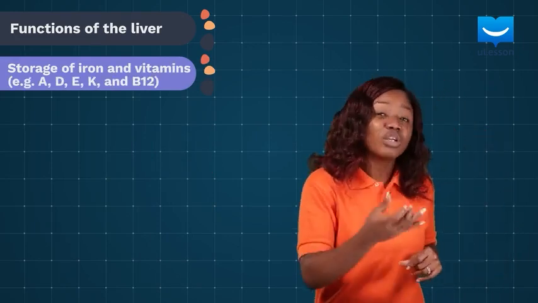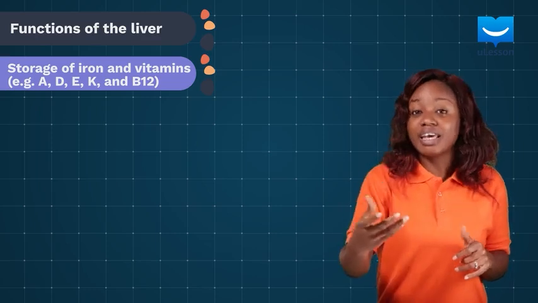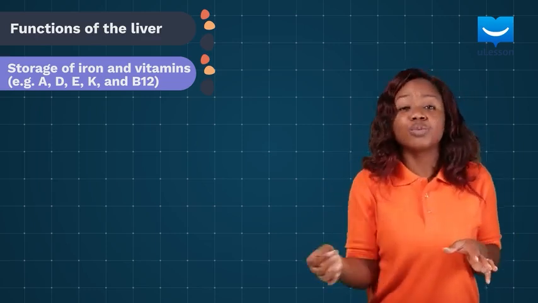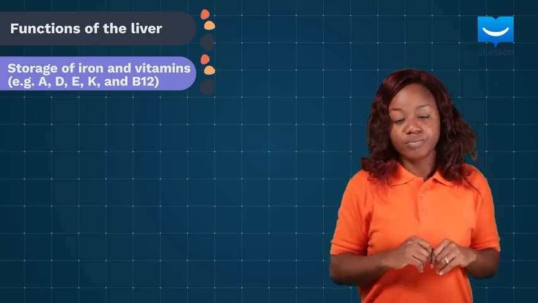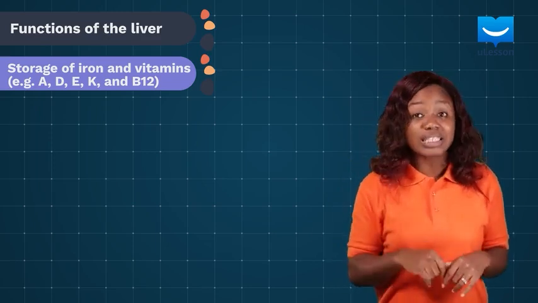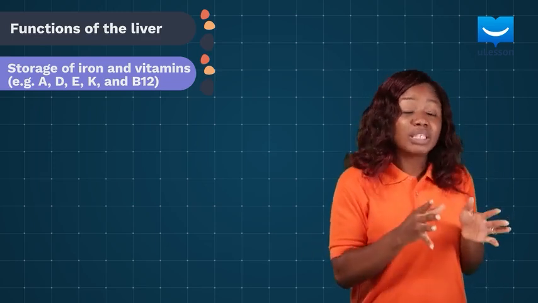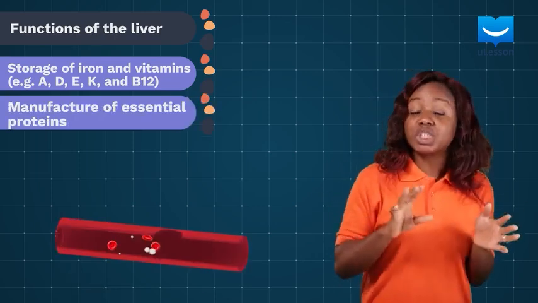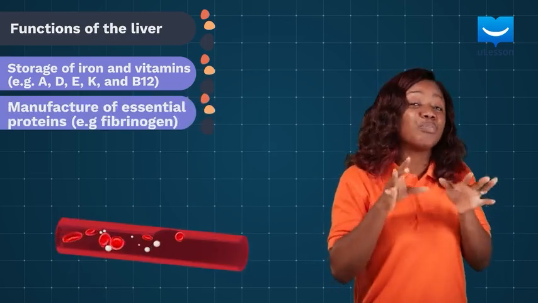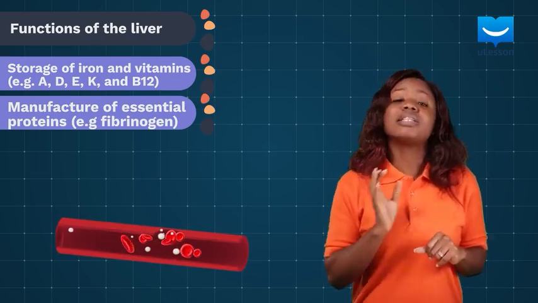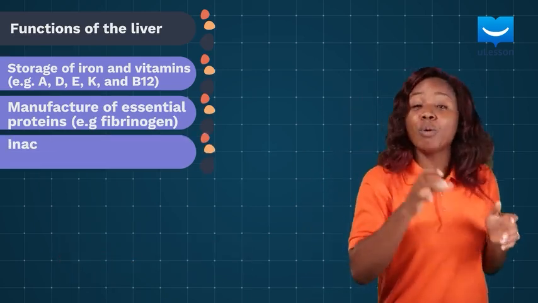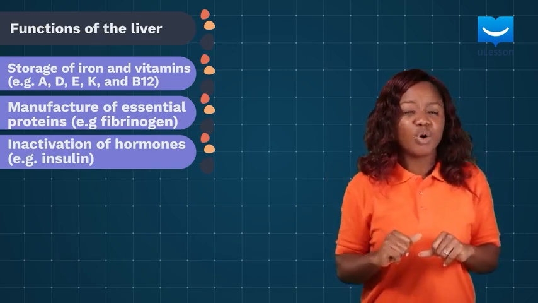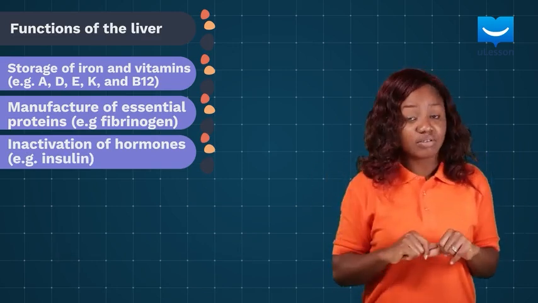It also stores fat-soluble vitamins A, D, E, and K, as well as the water-soluble vitamin B12. Several essential proteins like albumin, fibrinogen, and prothrombin are manufactured in the liver. Fibrinogen and prothrombin are involved in blood clotting. The liver also helps inactivate hormones like insulin, thereby ending their effects. We'll learn about insulin in later lessons.